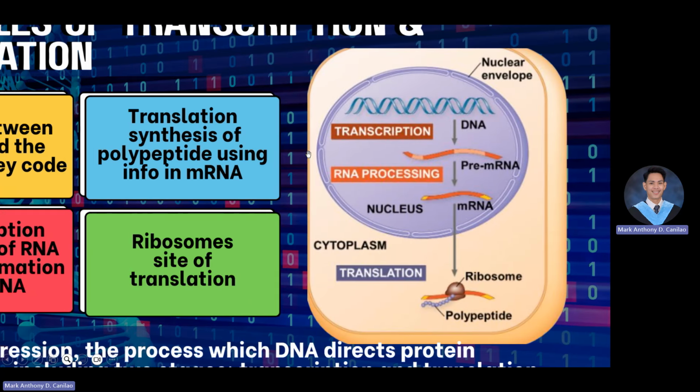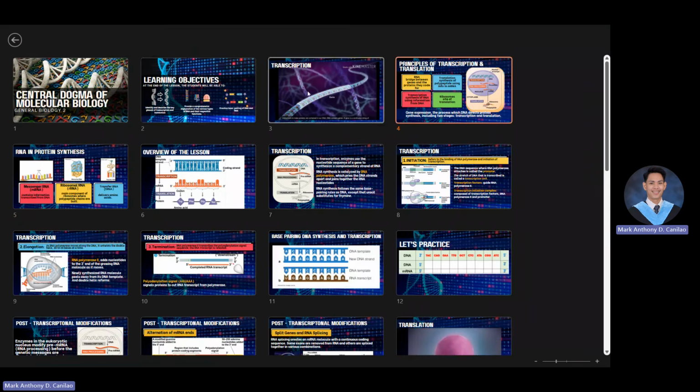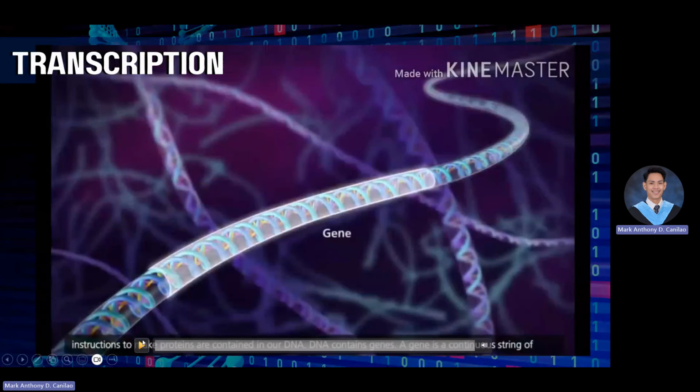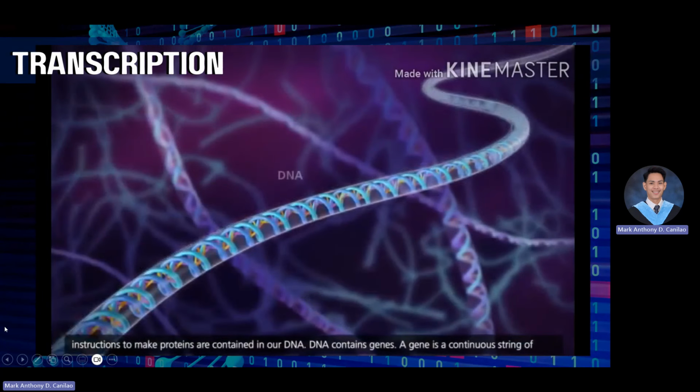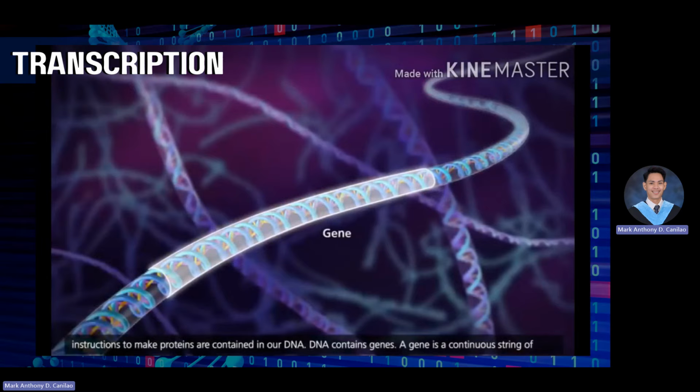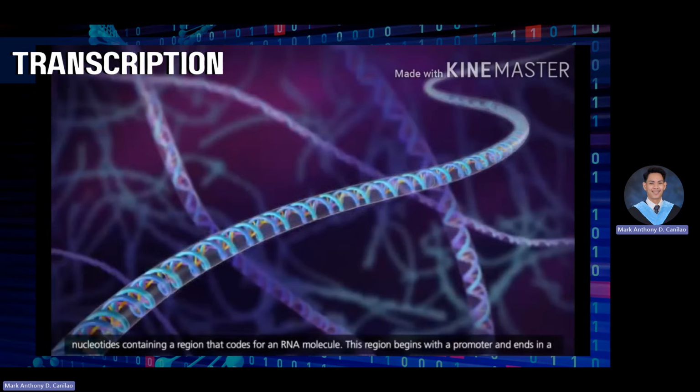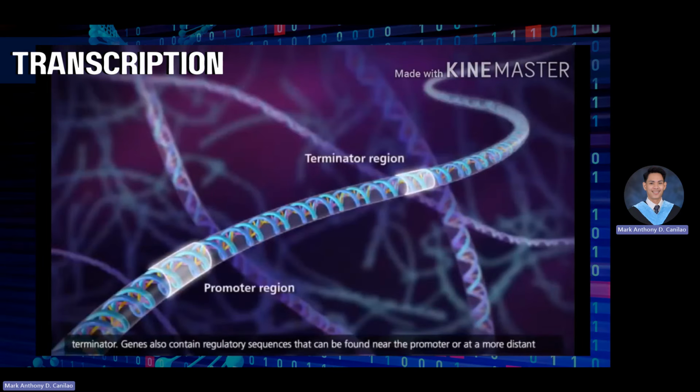Okay, so the transcription process uses DNA to create an mRNA. Proteins are encoded in our DNA. DNA contains genes. A gene is a continuous string of nucleotides containing a region that codes for an RNA molecule. This region begins with a promoter and ends in a terminator. Genes also contain regulatory sequences that can be found near the promoter or at a more distant location.